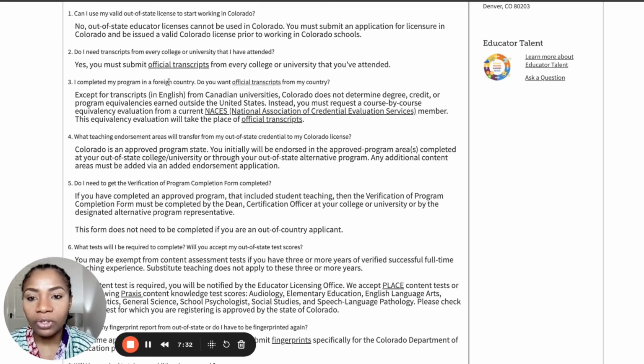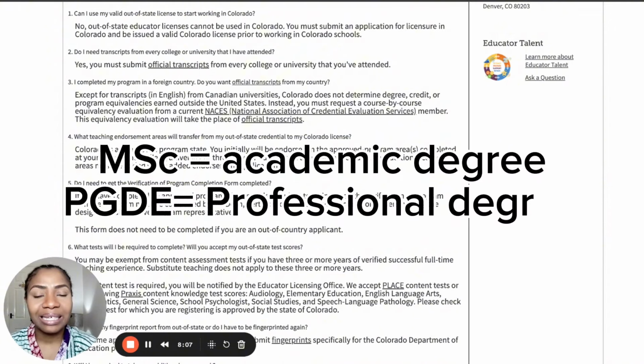Do I need transcripts from every college or university that I have attended? Yes, you must submit official transcripts from every college or university that you have attended. So your WES evaluation should cover this, because you're requesting transcripts from your bachelor's and your postgraduate, or every other higher education that you have completed. You don't need your master's. You don't need to submit your master's degree. What you need is your postgraduate, because your master's is an academic degree.